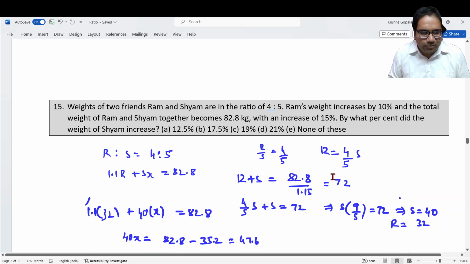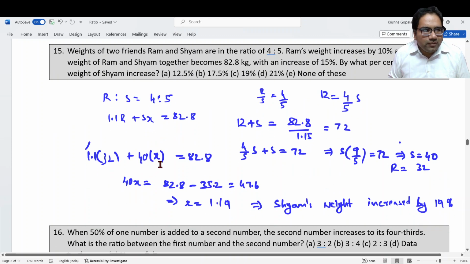Original weight together was 72. We know the ratios, original ratios, and we know their original weights, 32 and 40. Now, what he is saying, Ram's weight increased by 10%. That means 1.1 into 32. This 32 increased by 10%, plus Shyam's weight increased by how much we don't know, Shyam into X. Right, 1.1 into 32 plus 40 into X will become the new weight, 82.8.